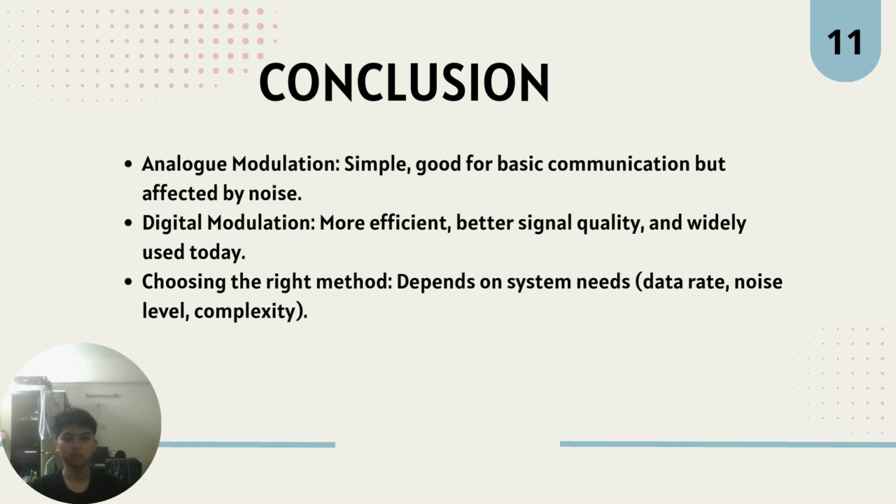Slide 11, which is the conclusion. In conclusion, analog modulation is easy to implement but can suffer from noise. Digital modulation provides better efficiency and quality, making it more suitable for modern communication. The choice depends on the system requirements such as data rate, noise levels, and complexity.